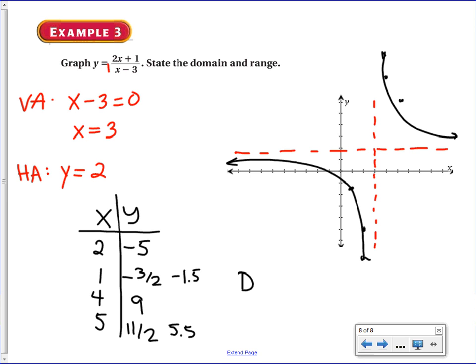And then our domain is all real numbers except for the thing x can't equal, which is 3. And the range will be all real numbers except for the thing that y can't equal, which here is 2. Okay? Good luck.